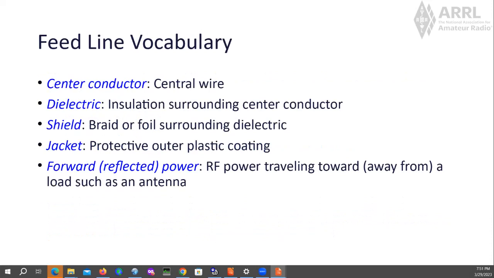Feed line vocabulary: the center conductor. We'll look at the top left-hand picture on the right there. That shows the center conductor, then the dielectric, which is what's around the center conductor. The shield, which is a braided or foil surrounding the dielectric. Jacket is the protective outer coating. Forward or reflected power is RF traveling toward or away from a load such as an antenna.